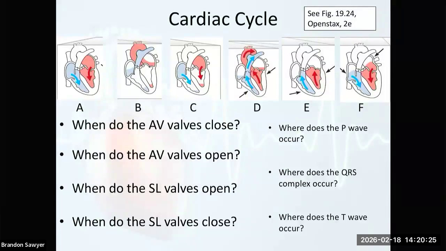So with that all in mind, see if you can fill this in, okay? And actually, we'll just do it together because we don't have much time left. So when do the AV valves close? Okay. The one here, AV valves closing is at E. Okay, so E there. So what causes the AV valves to close? It's ventricular contraction.